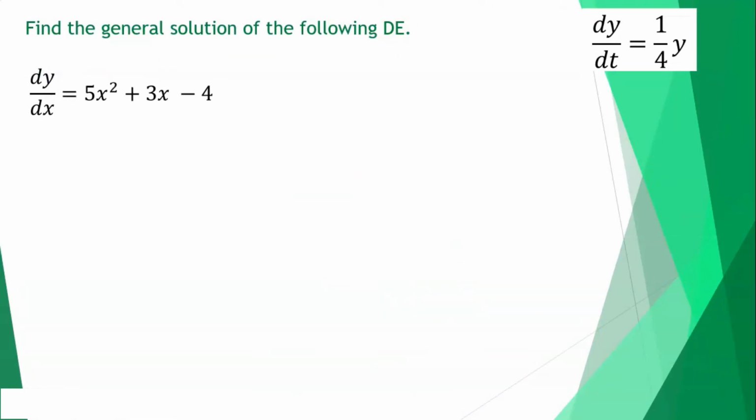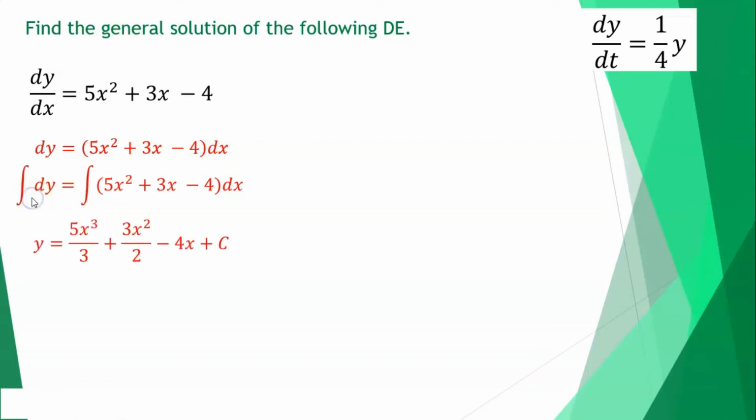Find the general solution of the following differential equation. Let's cross multiply. This becomes dy is equal to 5x squared plus 3x minus 4 dx. Get the integral of both sides. The integral of dy is y. The integral of 5x squared is 5x cubed over 3. The integral of 3x is 3x squared over 2. Then minus 4x plus c.